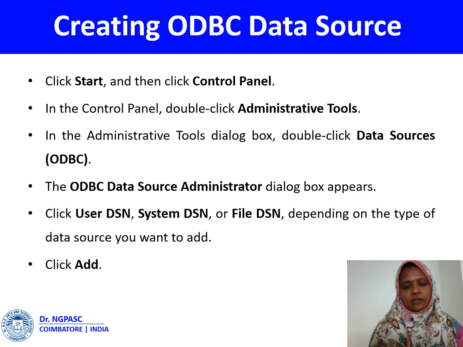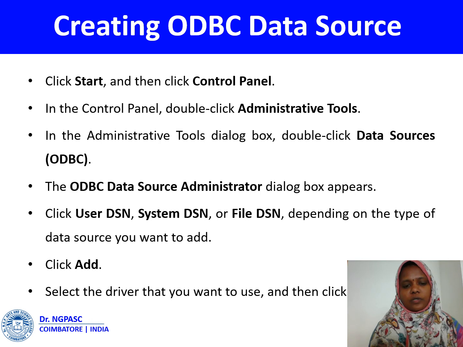Then the next step is to click add. Then select the driver for the database, whether user DSN, system DSN or file DSN. So select the driver that we have to use and then click that particular database. That is the ODBC connection. So these are all the steps to create an ODBC data source. Our Java applications will be connected to a database through the ODBC, which means we have to follow these steps.